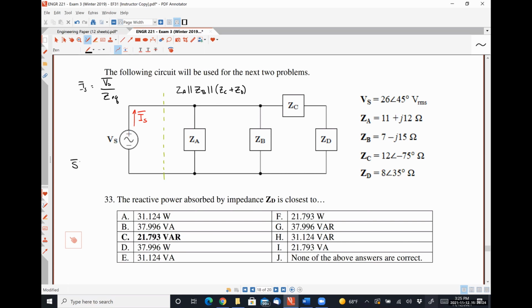Then you would say that S is equal to VS times IS conjugate, which will give you your complex power in polar form. That would be the apparent power and the power factor angle, and the cosine of the power factor angle is your power factor.